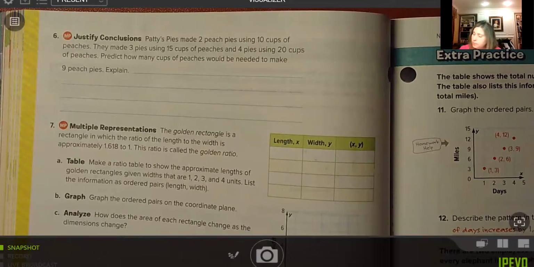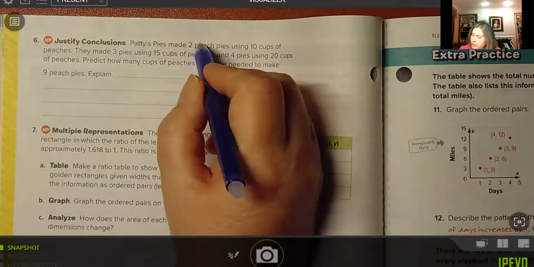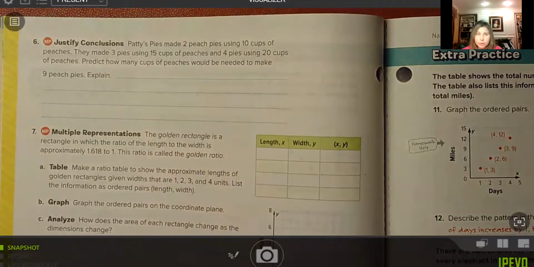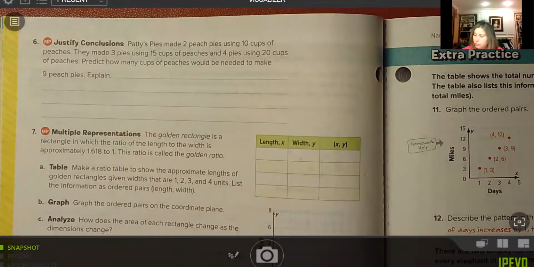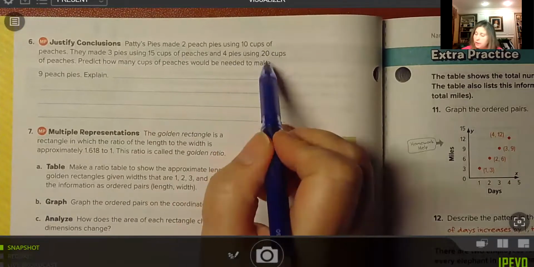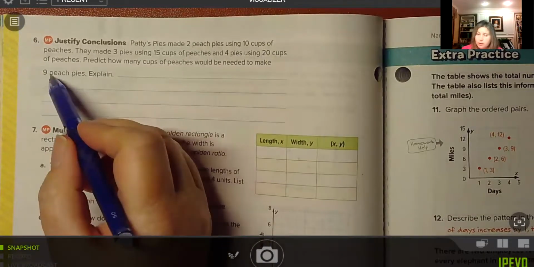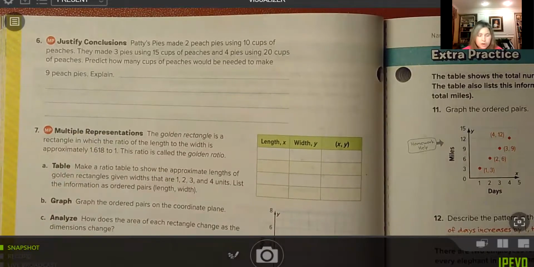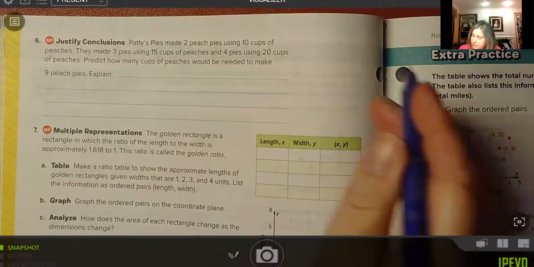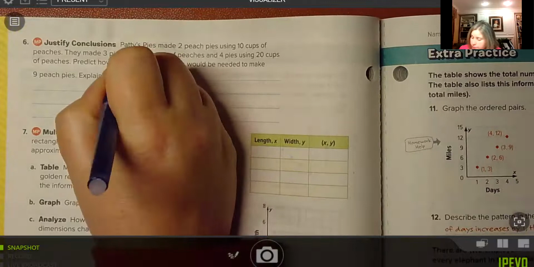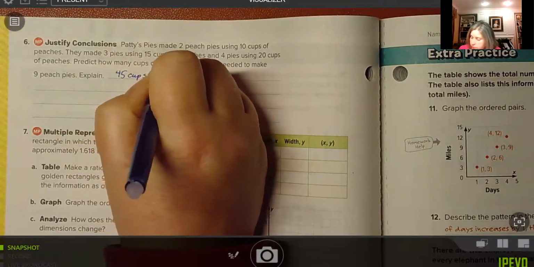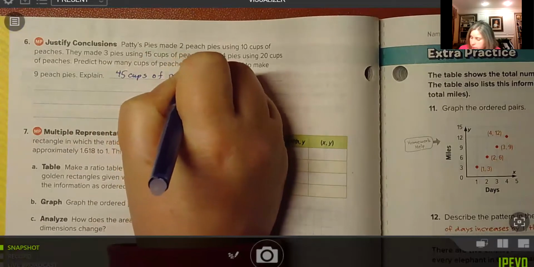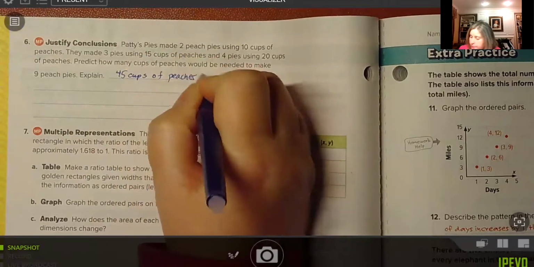So we see 2 times 5 would give us 10. 3 times 5 will give us 15. 4 times 5 will give us 20. So 9 times 5 would give us 45. So we know we'll need 45 cups of peaches to make 9 pies.